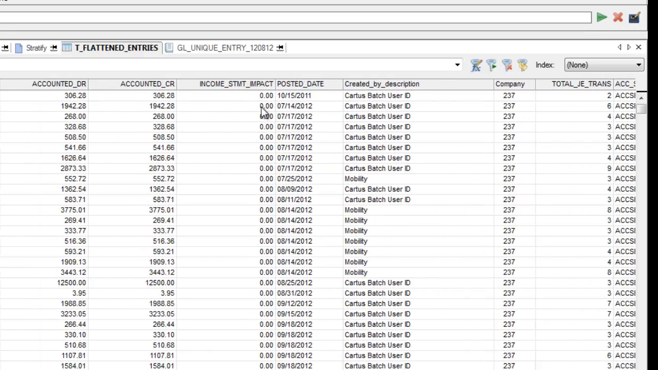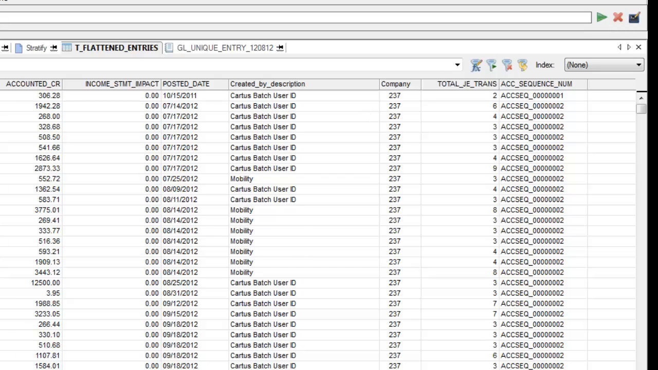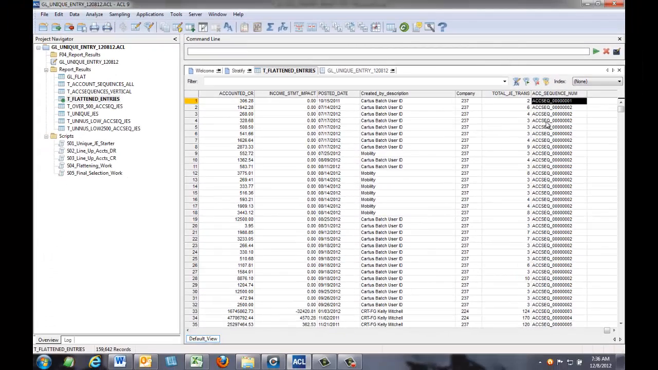of the entry, the income statement impact, which is basically revenue minus expense for anything in that journal entry. And it does this interesting thing. It actually creates an account sequence number, and we're going to talk about that in a second.